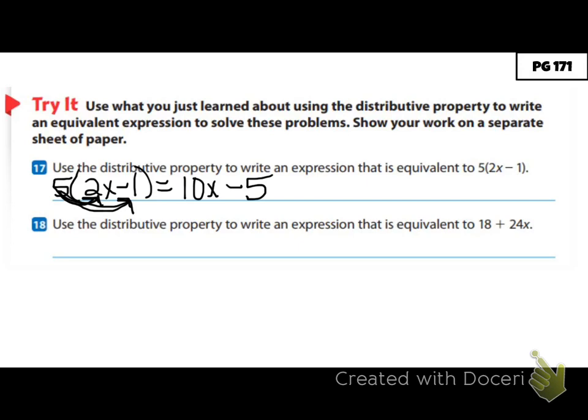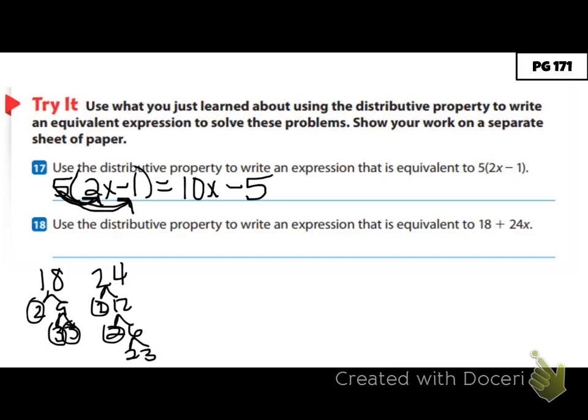Number 18, on this one, we're finding our common factor and pulling it out. So, like we've talked about before, we have to find our greatest common factor of 18 and 24. So 18, we could do 2 and 9. 9 would be 3 and 3. 24, we could do 2 and 12, 2 and 6, and 2 and 3. And yes, you could work those out differently, but you should end up with the same numbers.